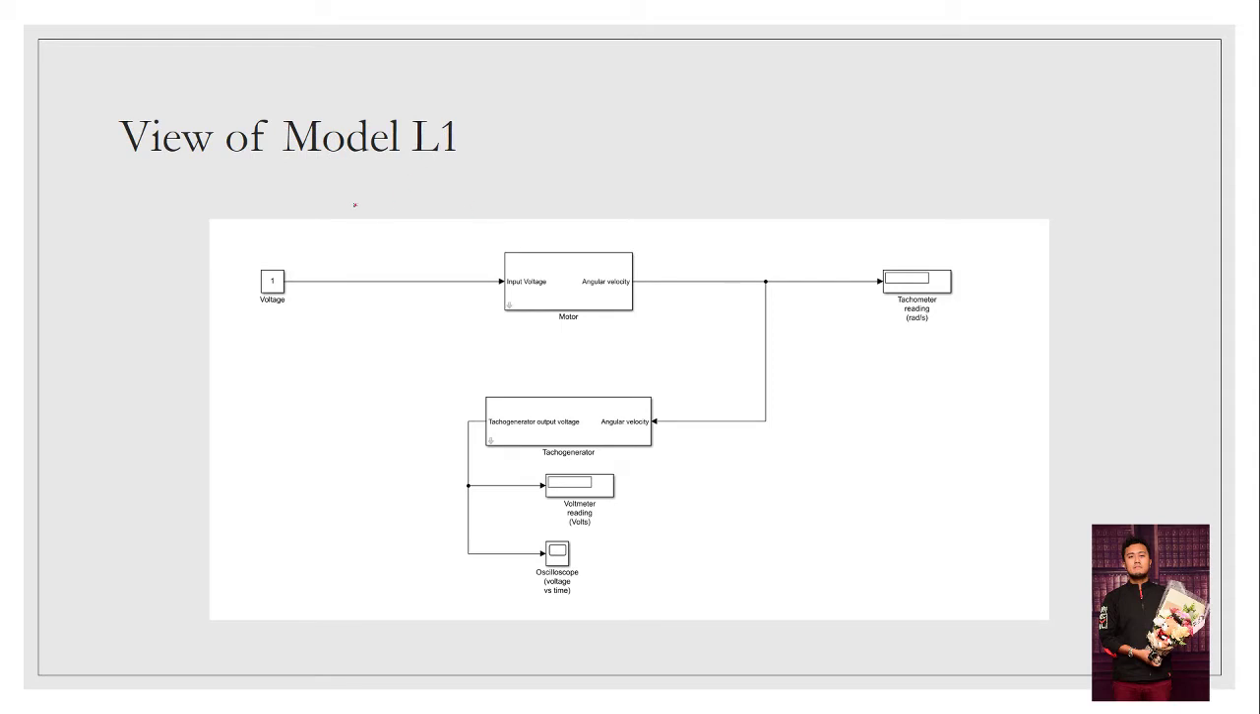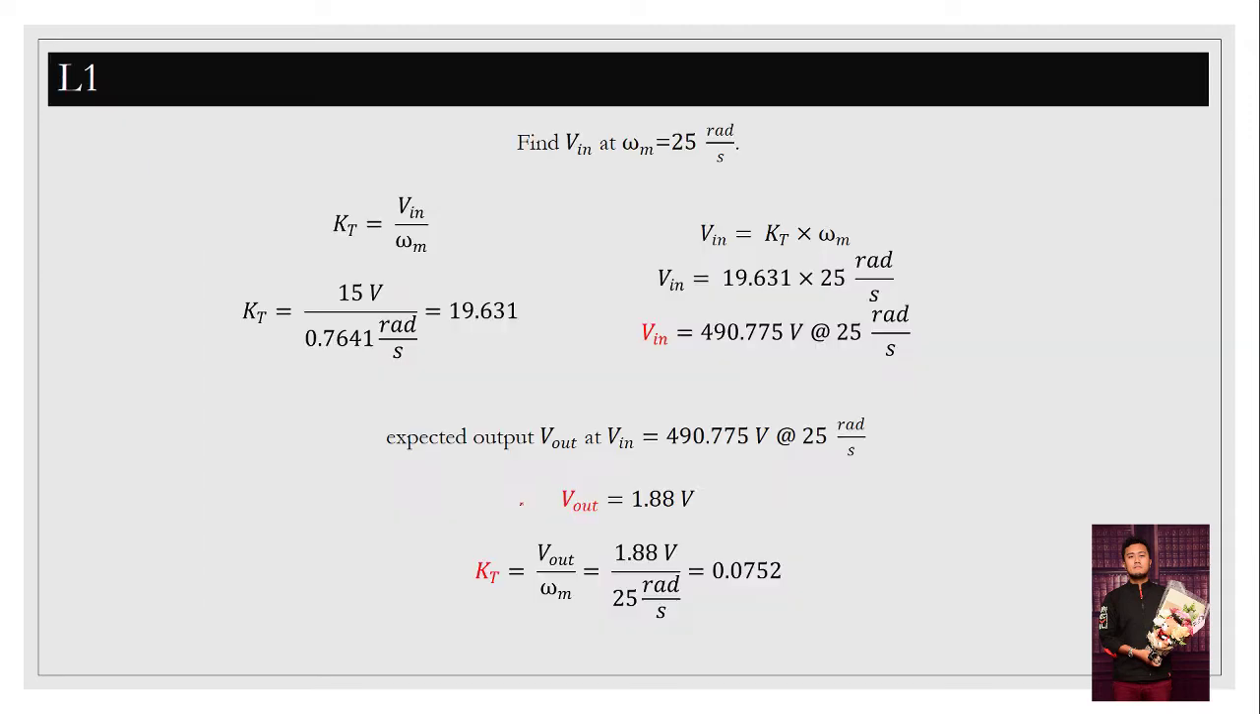So this is our view of model L1. Basically, we have the voltage input here, where we input whatever value we want. We have the tachometer reading for the motor here in radian per second. We have the actual voltmeter output reading in volts, and also we have the graph voltage versus time. So we have the target specification of angular velocity of 25 radian per second.